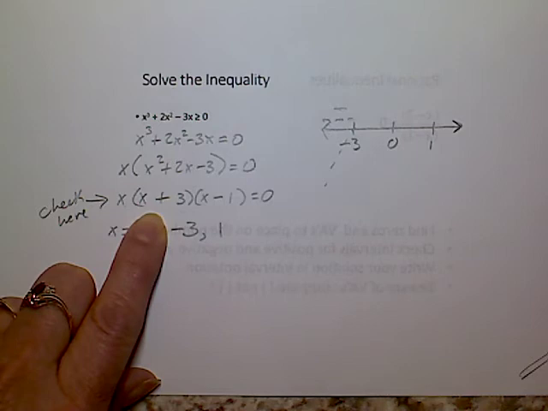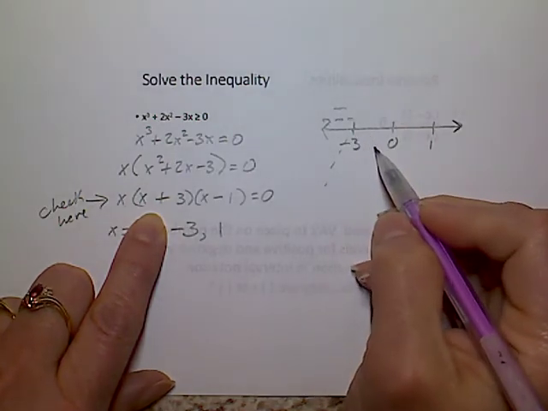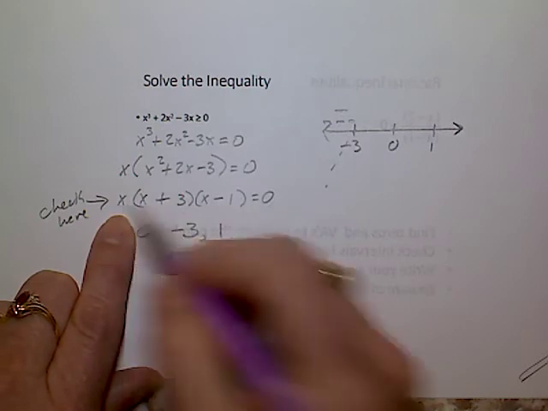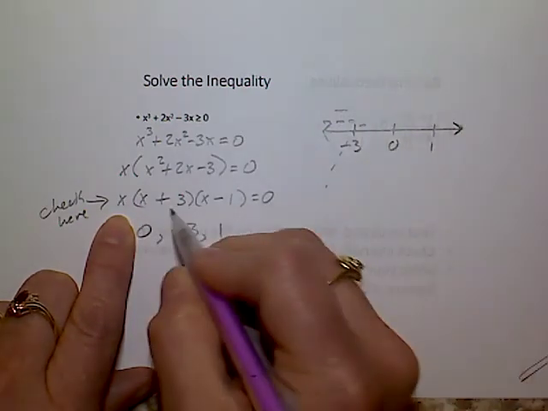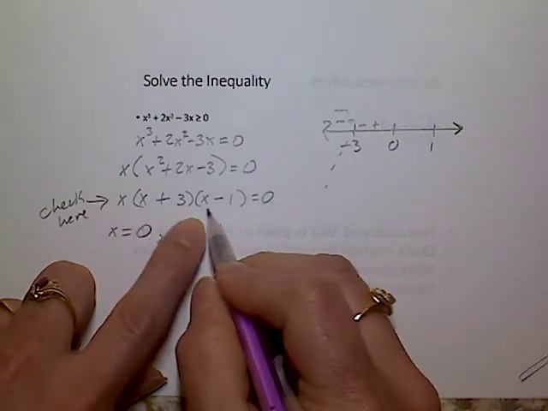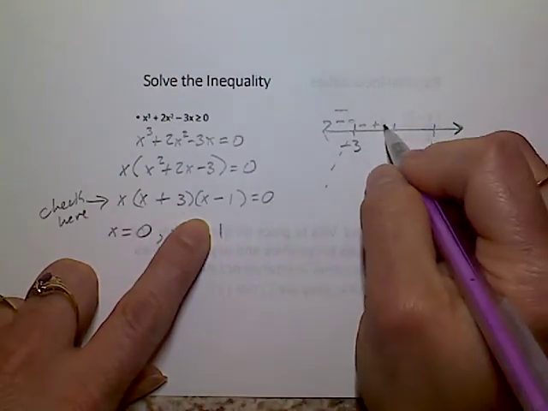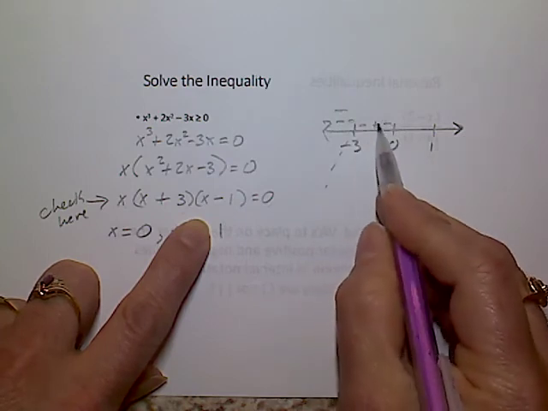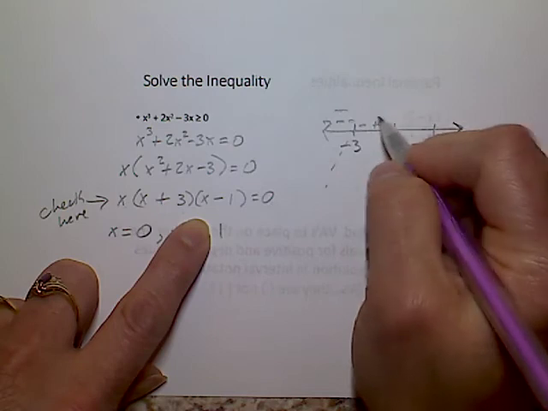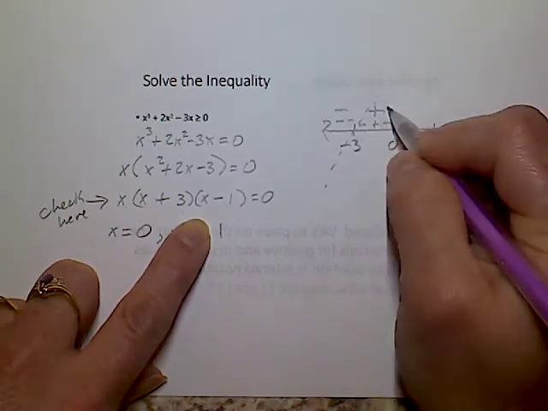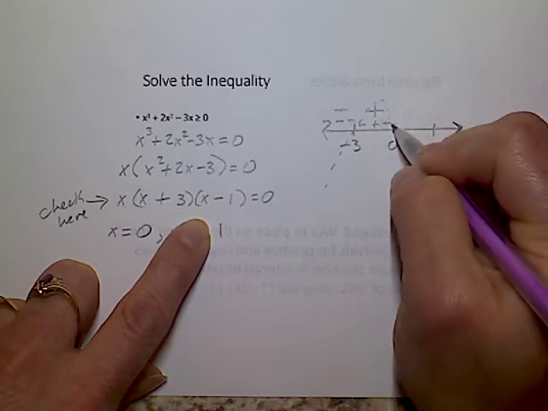Let's pick another number between negative 3 and 0. How about negative 1? If I put in negative 1 here, it's a negative. Negative 1 plus 3 is a positive number. Negative 1 minus 1 is a negative number. When I take a negative times a positive times a negative, my answer is positive. So my polynomial is above. It's going to come back down and hit 0.